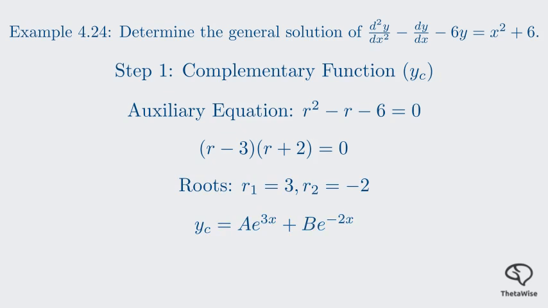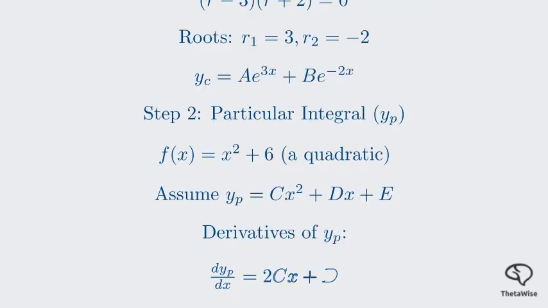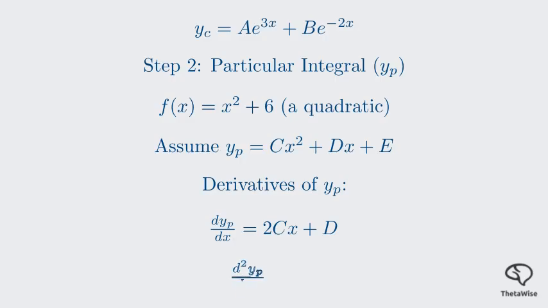Now for the particular integral yp. We examine the RHS, x squared plus 6. This is a quadratic polynomial. Following our rule, we assume a general quadratic polynomial for yp. This is a very common place for students to make mistakes by only assuming yp is cx squared. Remember to include all lower-order terms. Next, we find the derivatives of this assumed yp. The first derivative is 2cx plus d, and the second derivative is 2c. Now we substitute these into the original differential equation and equate coefficients.